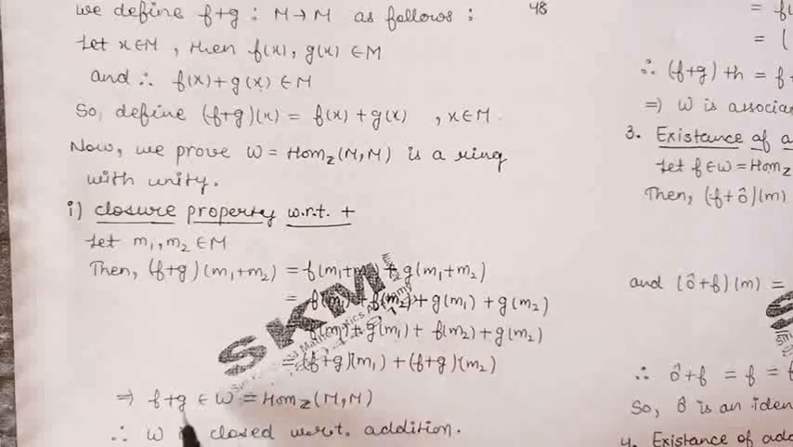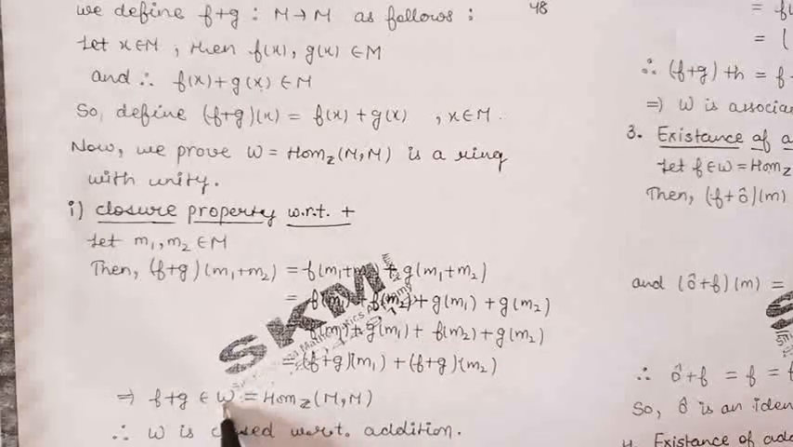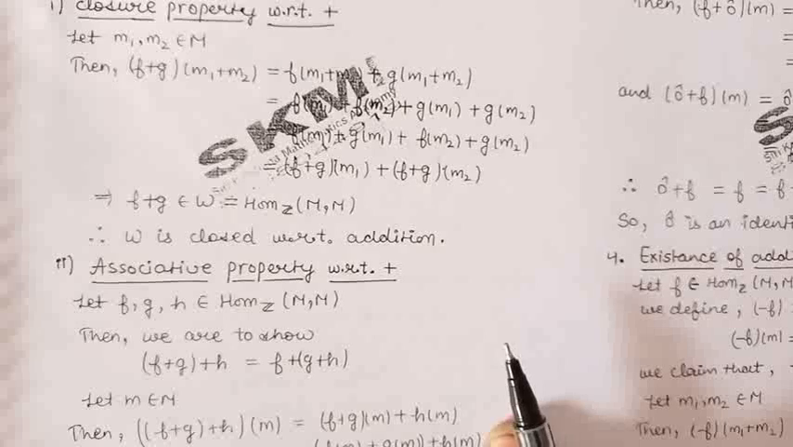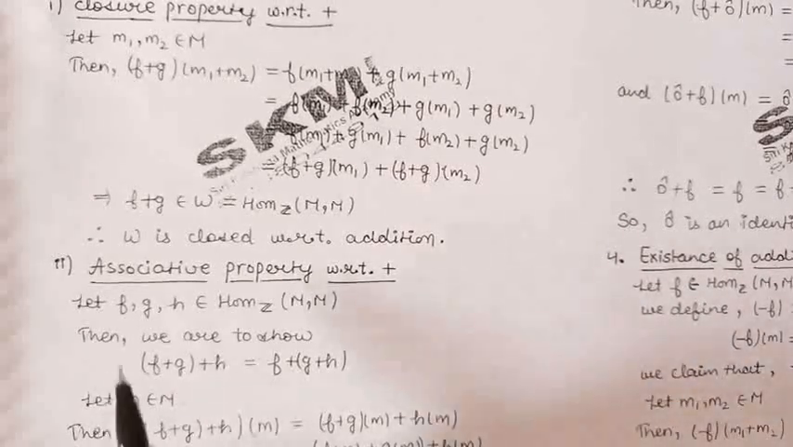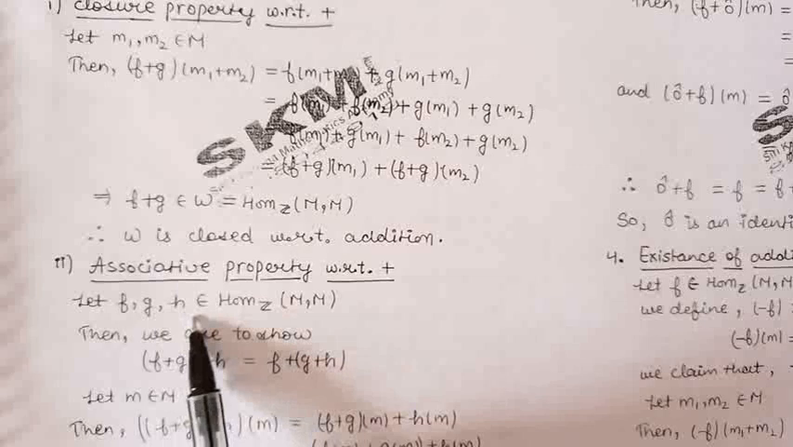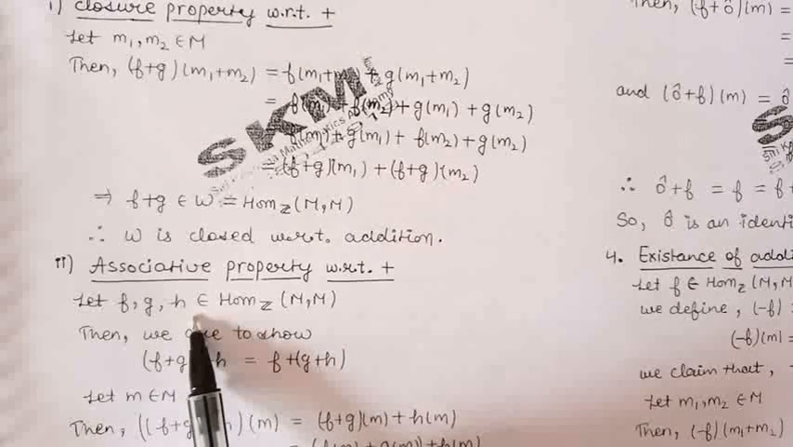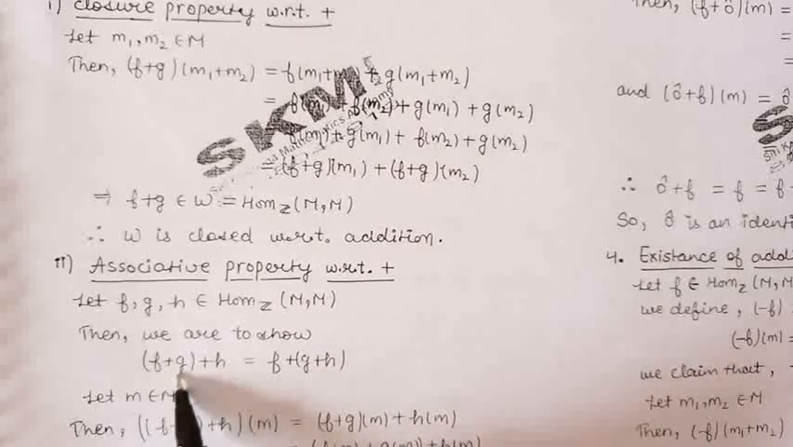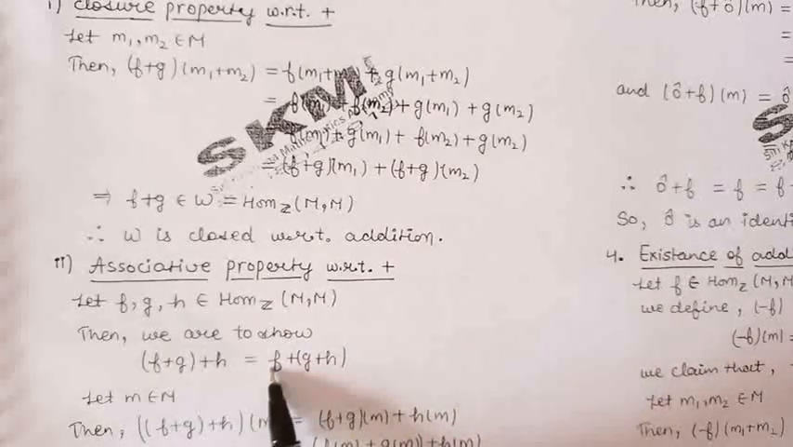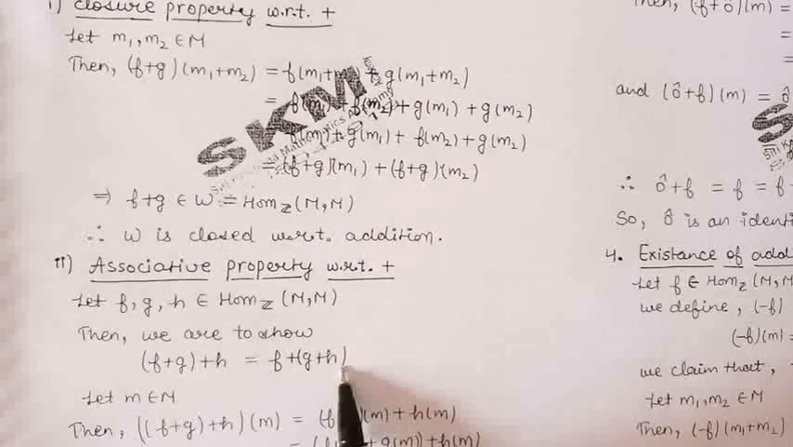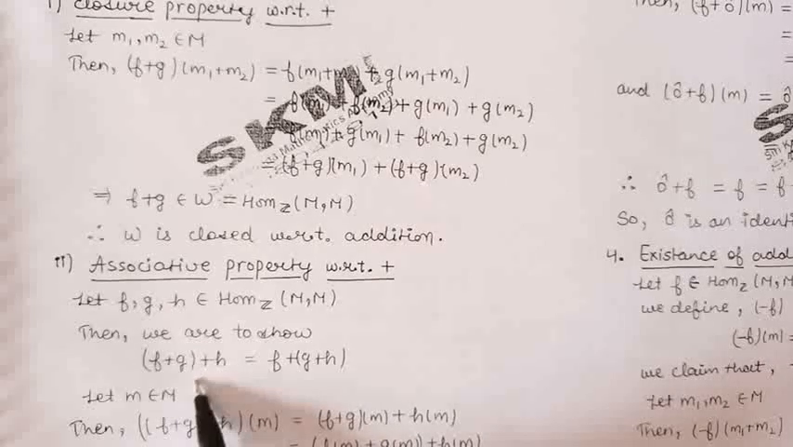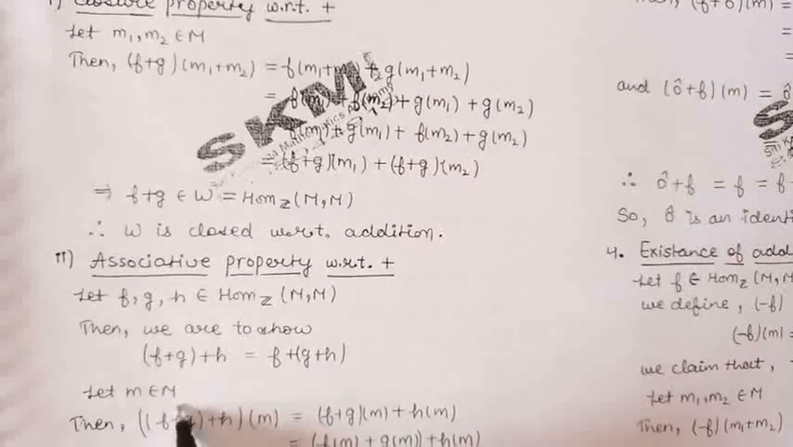So we have proved F plus G belongs to W. So this proves closure property under addition. Now next we show associative property under addition. So let us take 3 elements F, G and H belonging to W. Now we are to prove that F plus G added to H will be same as F plus G plus H. So let us start from the left side by taking an arbitrary element M belonging to M.